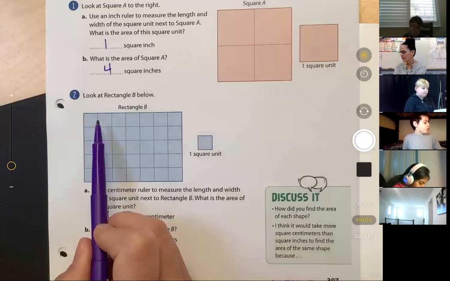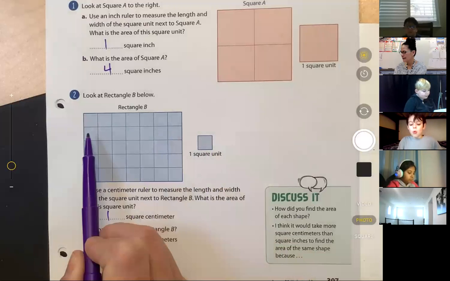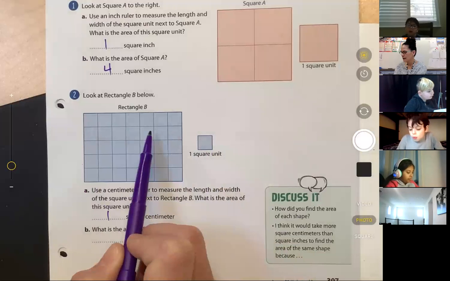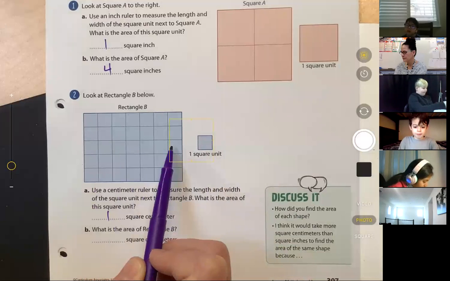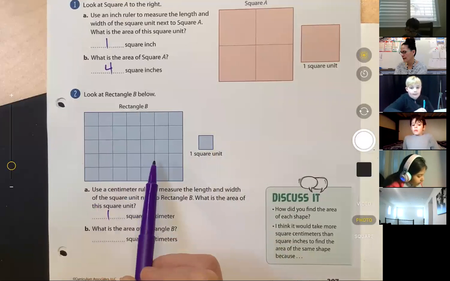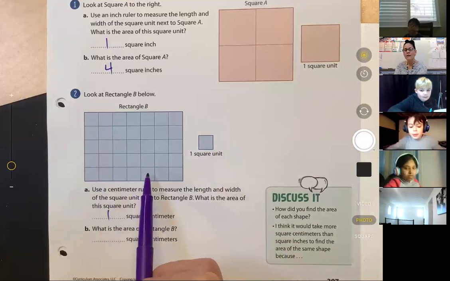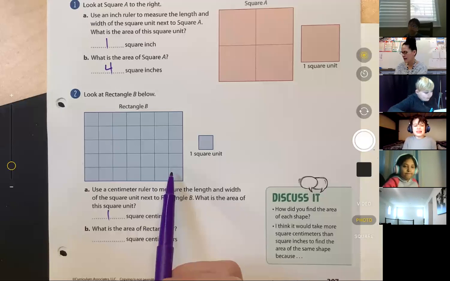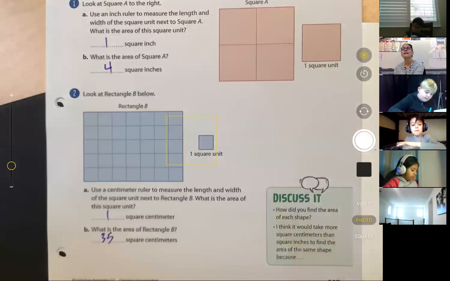1, 2, 3, 4, 5, 6, 7, 8, 9, 10, 11, 12, 13, 14, 15, 16, 17, 18, 19, 20, 21, 22, 23, 24, 25, 26, 27, 28, 29, 30, 31, 32, 33, 34, 35. 35 square centimeters.